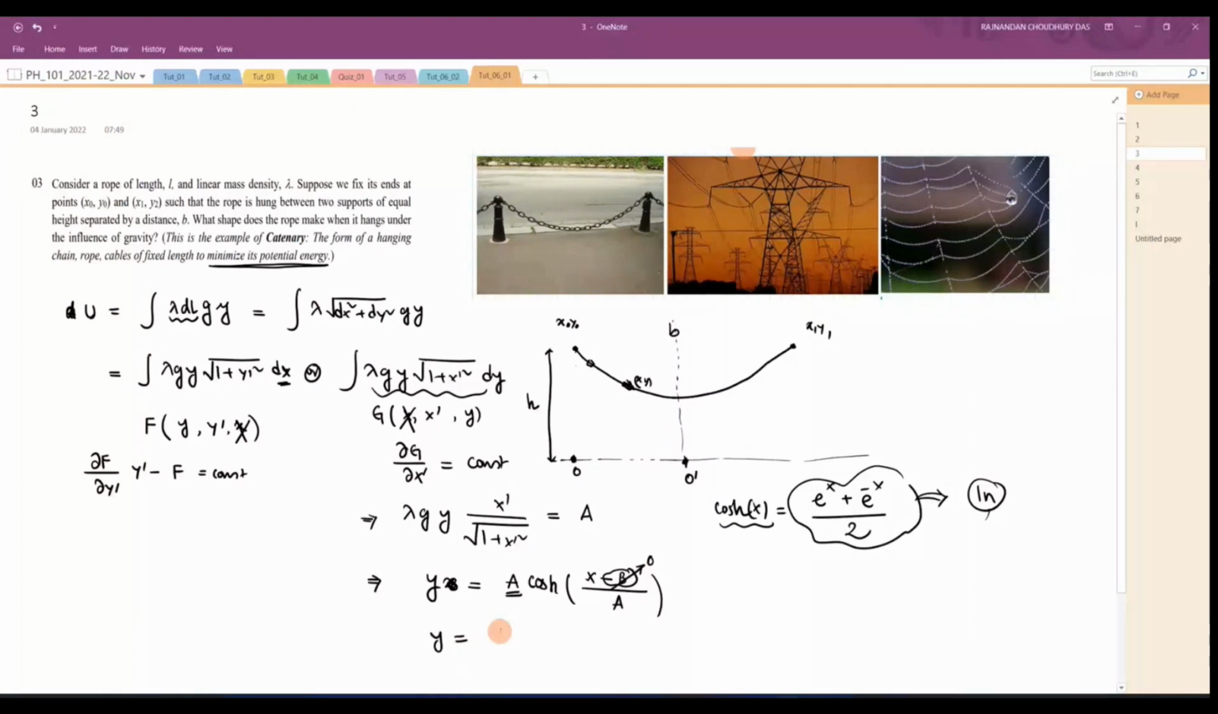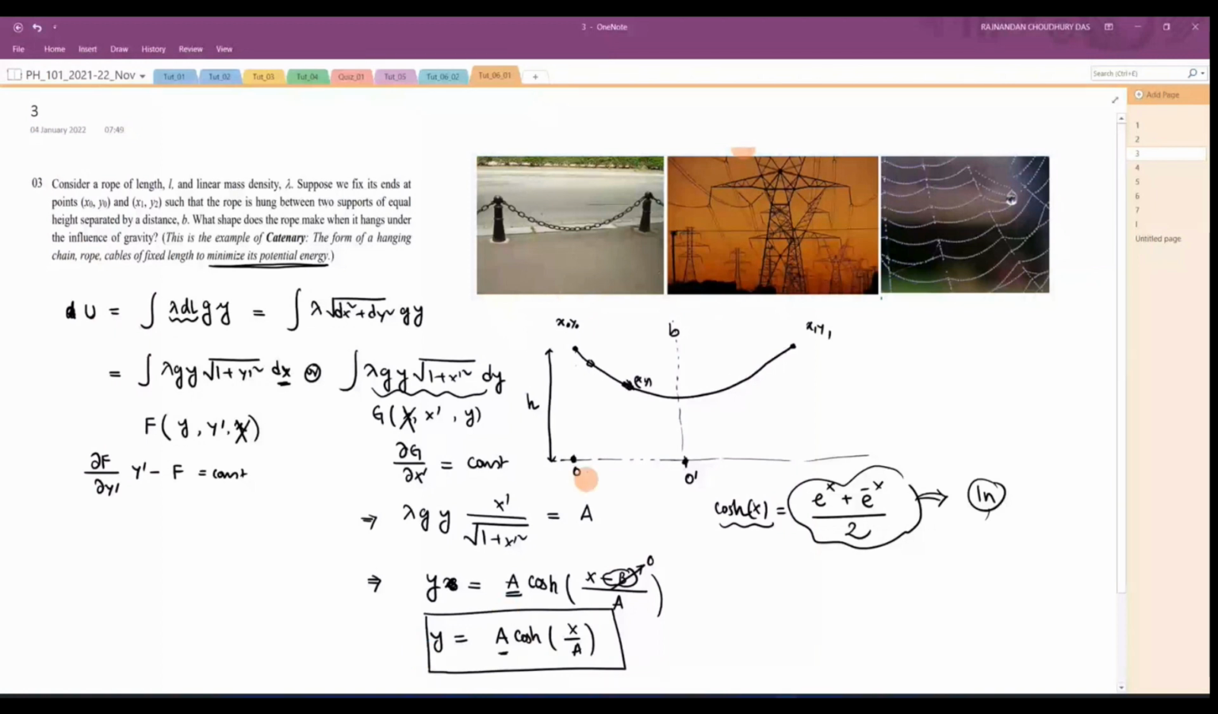Finally, you got your equation. If you choose your origin to be here, your equation will look like cos hyperbolic of x by a. And definitely you cannot solve this equation by hand. You have to take help of a computer. You cannot get a directly by solving something. So how to get your a?